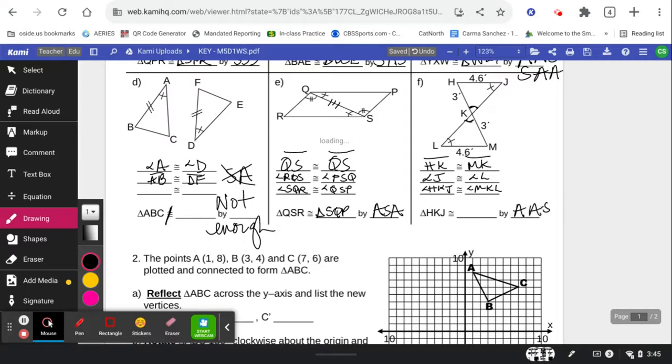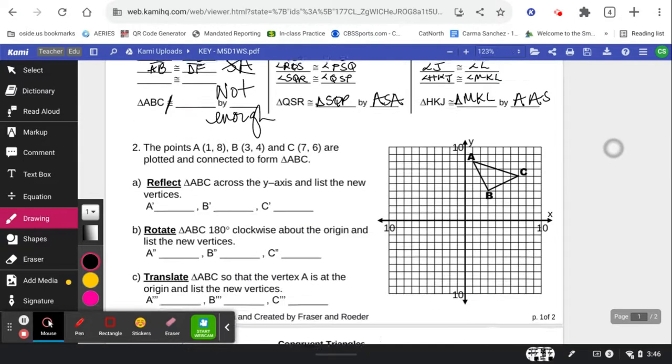AAS or SAA. Sorry, hang on, what did I just do? Sorry, guys. Angle, angle, side. Did I do two angles? Two angles and one side. Yes. Okay. HKJ goes out, in, out, is going to be congruent to triangle MKL.